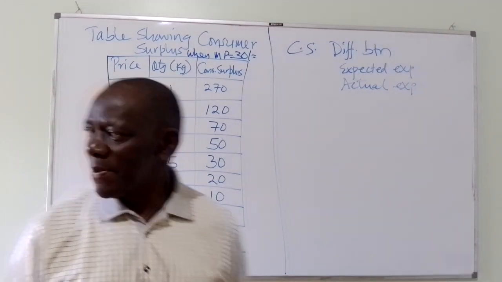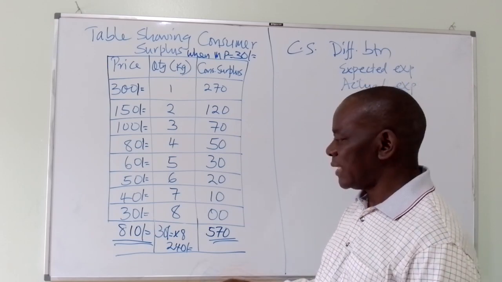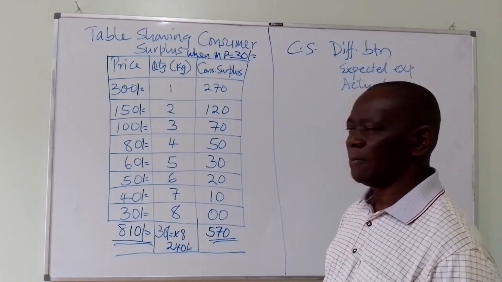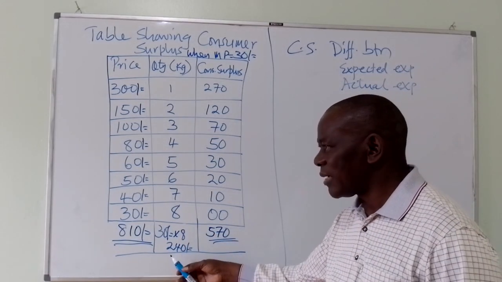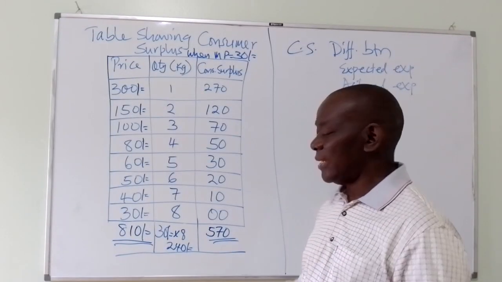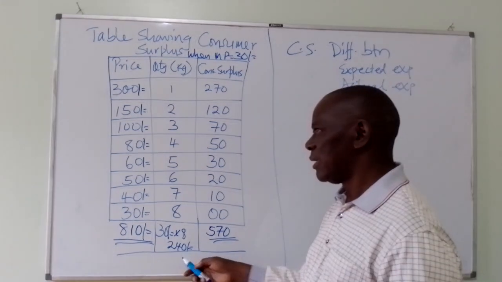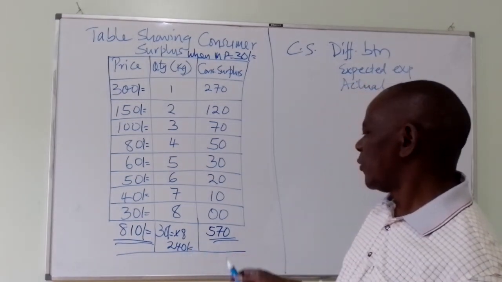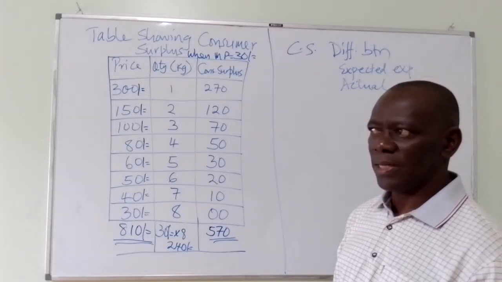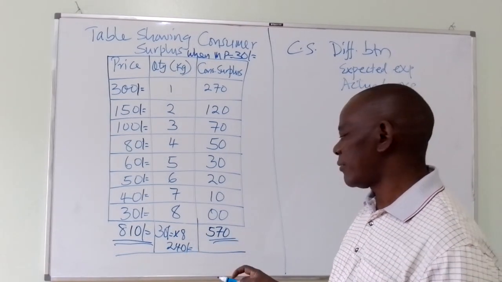240. He planned to spend 810. But when he gets the market price lower for the 8, he is going to spend 240. But his budget, which he had put aside, is 810. Meaning what? Now he has a surplus. When you add this to this, you are going to get this. Check the mathematics and see. 570 plus 240.